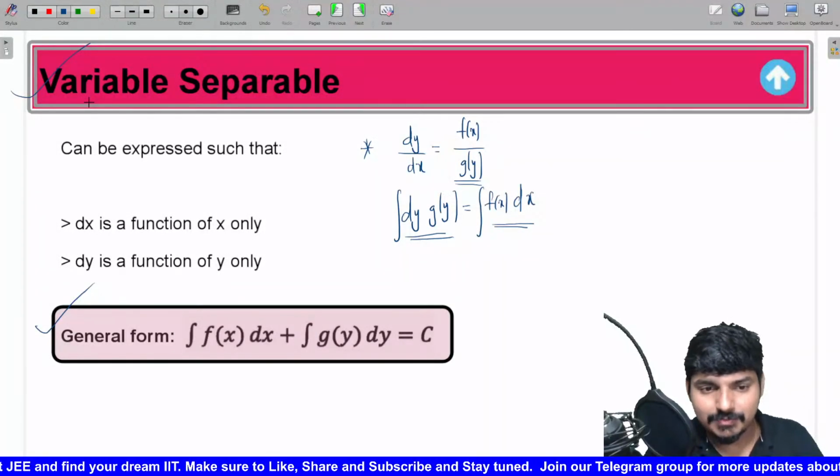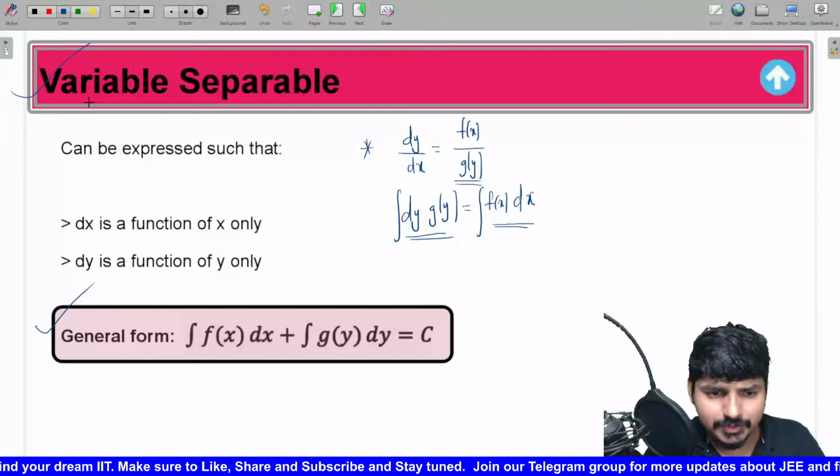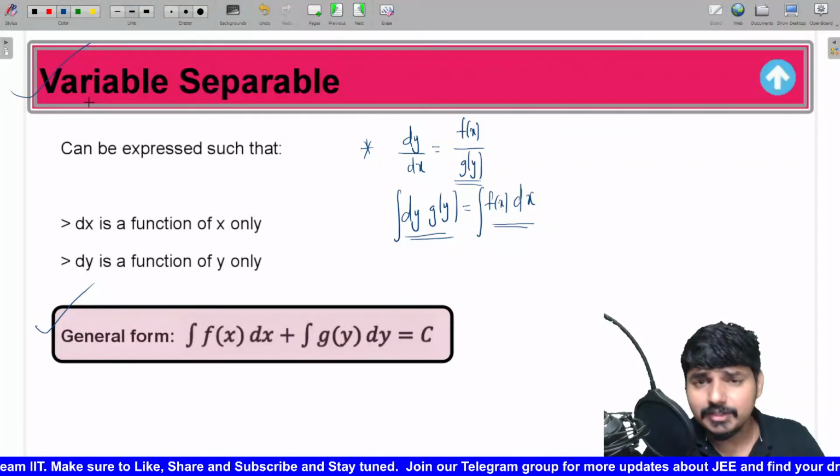So, understood this, everyone? Is this clear for everyone, guys?